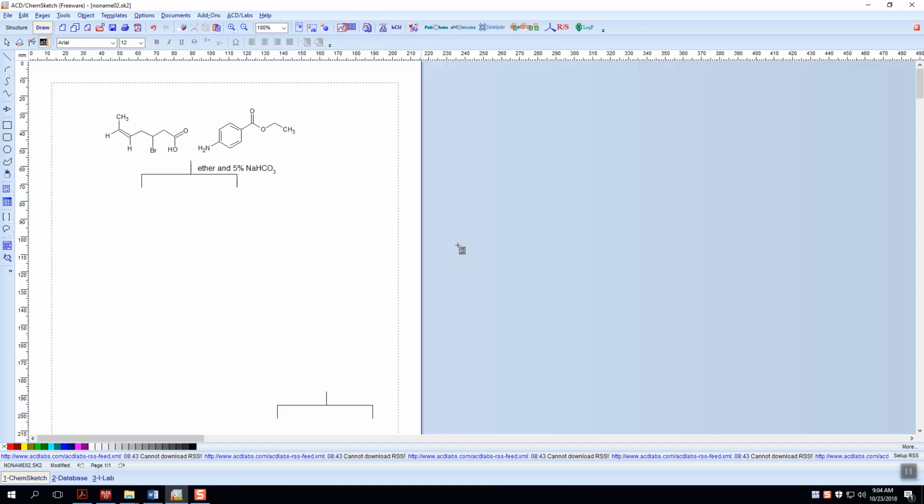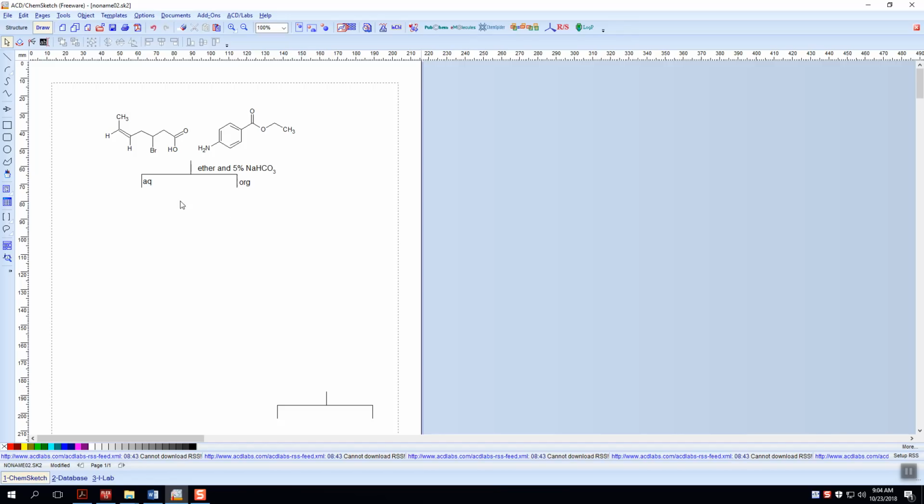So now I want to add ether and 5% sodium hydroxide. Now I'm going to have two layers. I'm going to have an aqueous layer here, which I want to move a bit so it's right there. And I'm going to have an organic or an ether layer. I'm going to label it as organic and put it right there. So now I have my aqueous and my organic layers.